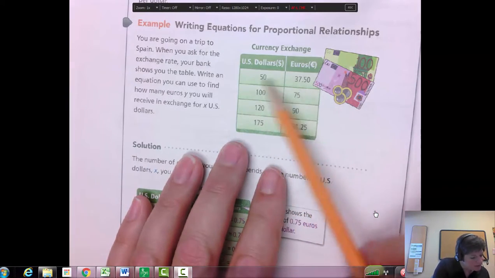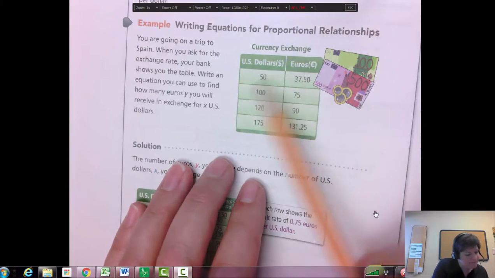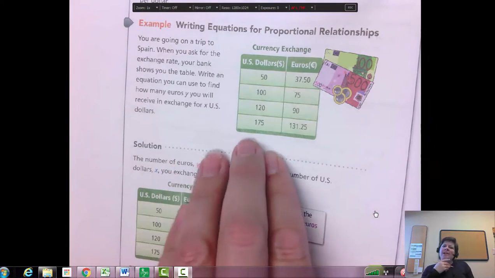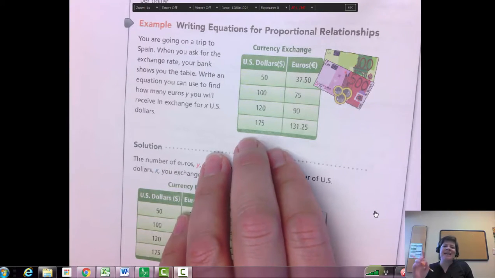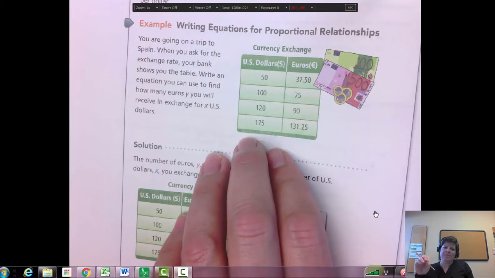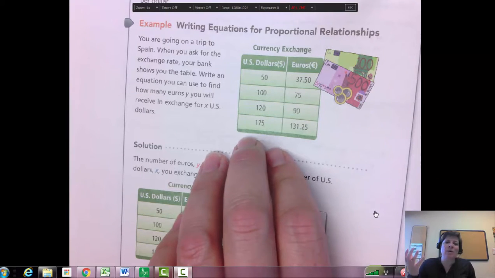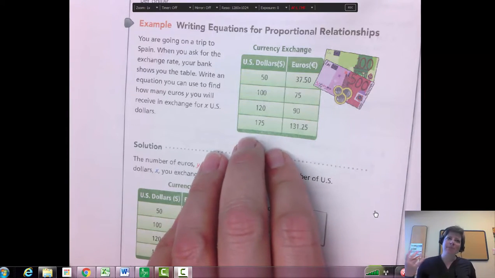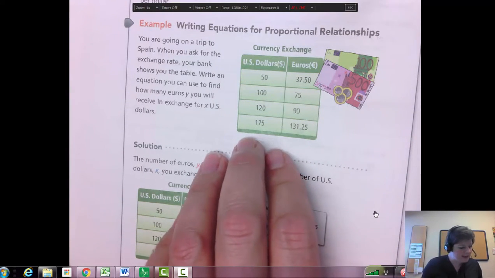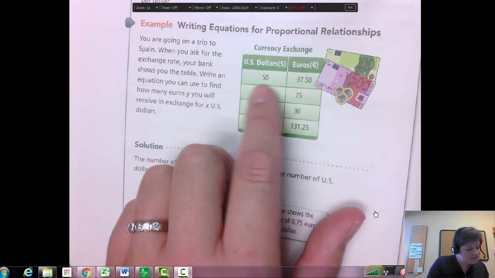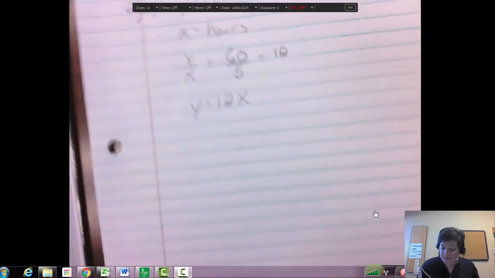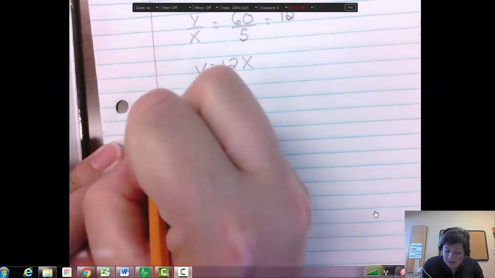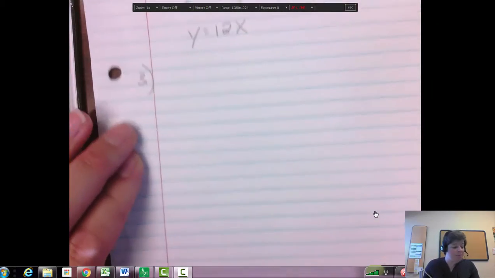So here's our chart here. How can I write an equation that relates dollars to euros using this idea of a proportional relationship? Well, I've got to find that M. What is the rate? What is my constant of proportionality? So we're going to look at just the 50 and the 37.5, those first two numbers, and we could divide all three to make sure that it's proportional.